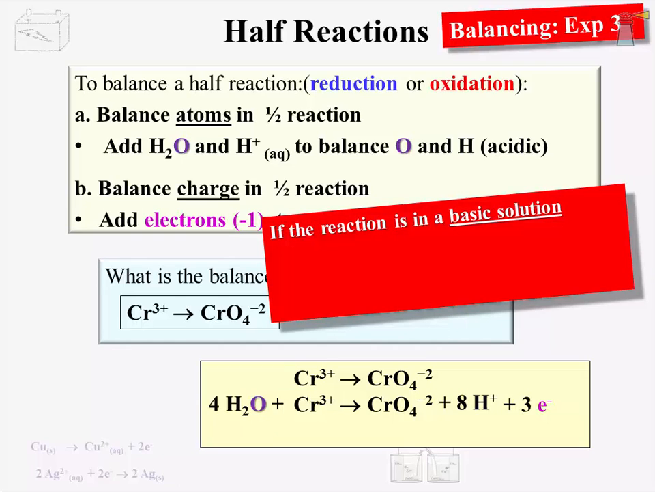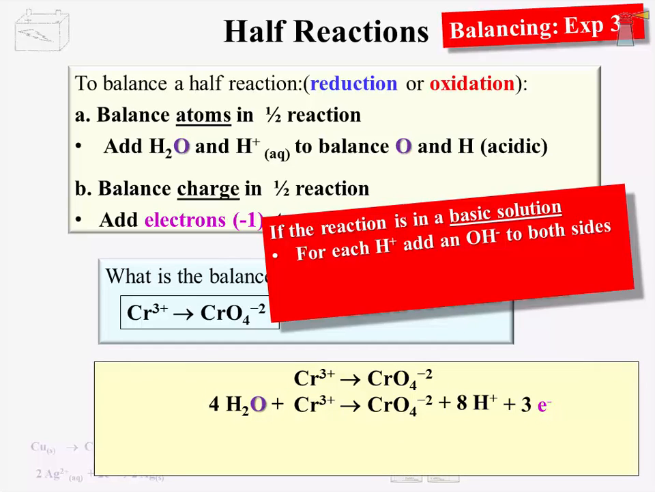The first step is that for each hydrogen ion, add a hydroxyl anion to both sides of the reaction. Let's give ourselves some room here. There are 8 hydrogen ions on the product side. We need to add 8 hydroxyl ions to the product side and the reactant side. If we add the same amount of hydroxyl ion to both sides of the reaction, the atom and charge aspect of the equation stays balanced. We do not want to have to rebalance the equation.